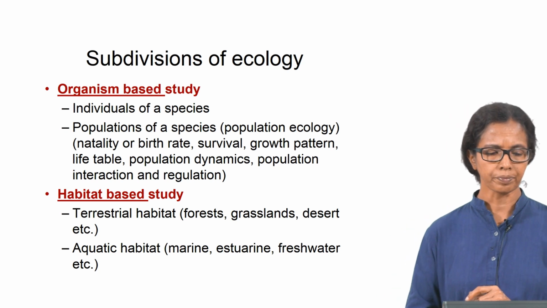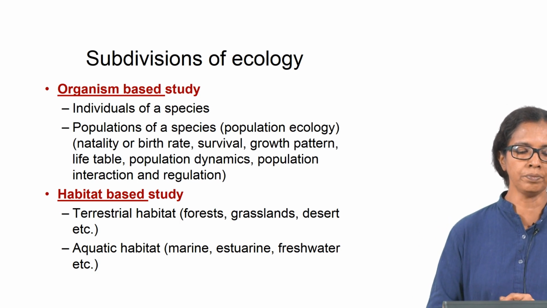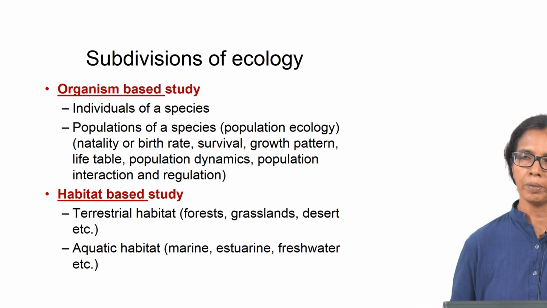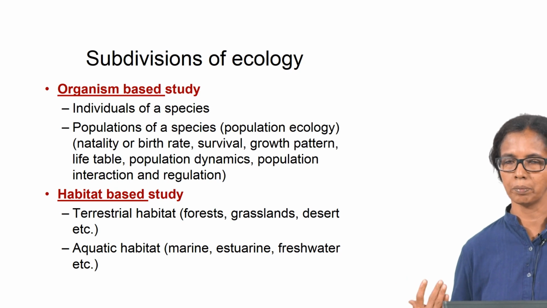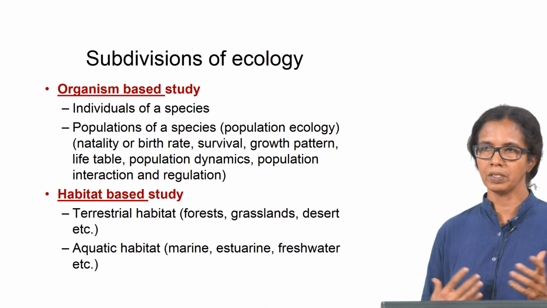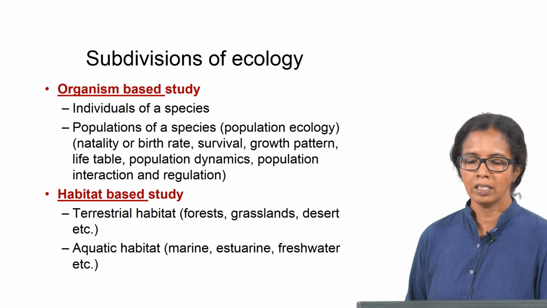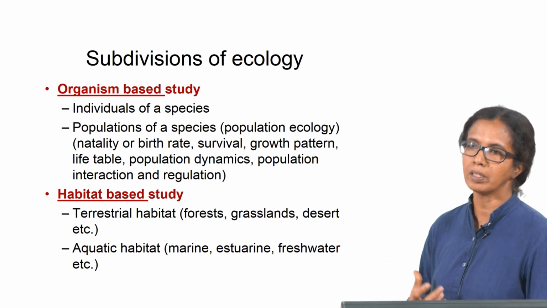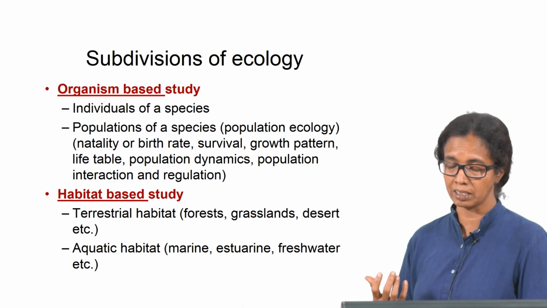Or one can also study what are known as populations of a particular species, which is known as population ecology. So this involves how many of the members of the species are born, that means the birth rate, how many of them are surviving. They do not care about the causes of survival, but that is just a count of how many of them are surviving, growth pattern, their life table, the population dynamics. For example, if we are talking about the population of tigers in a particular national park, what are the factors that will dictate the population of that species? So it could be how many tiger cubs are born, let us say, per year in that habitat, which can give us what is known as the birth rate per year.